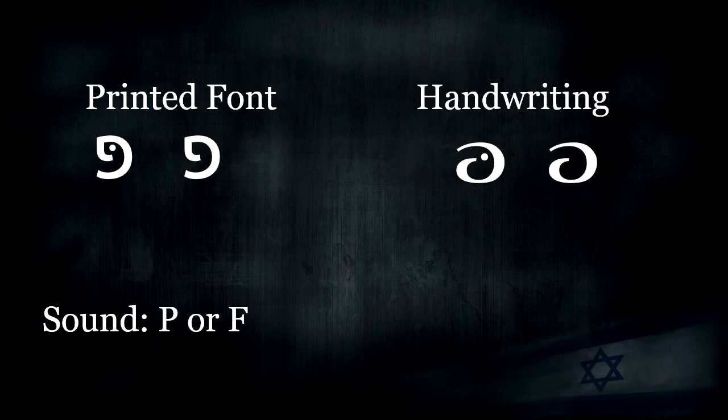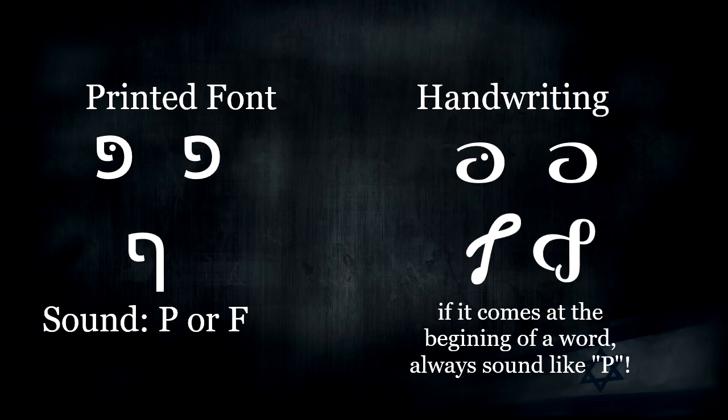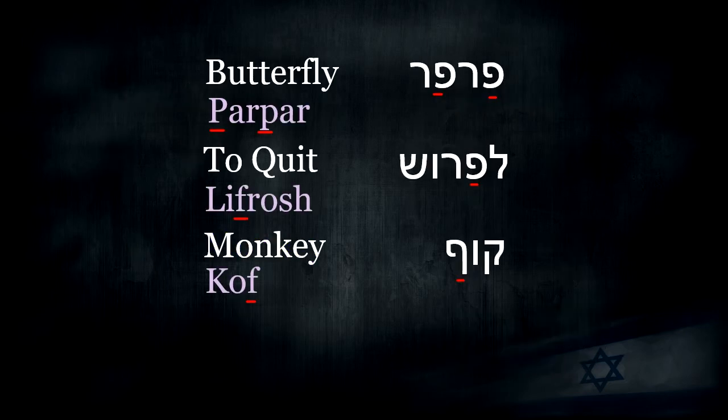Pay. It sounds like P or like an F. Some people use a dot to indicate when it sounds like a P, but advanced speakers will never do that. At the end of the word, it's written like this. For example, parpar, that means butterfly. Lifrosh, that means to quit.